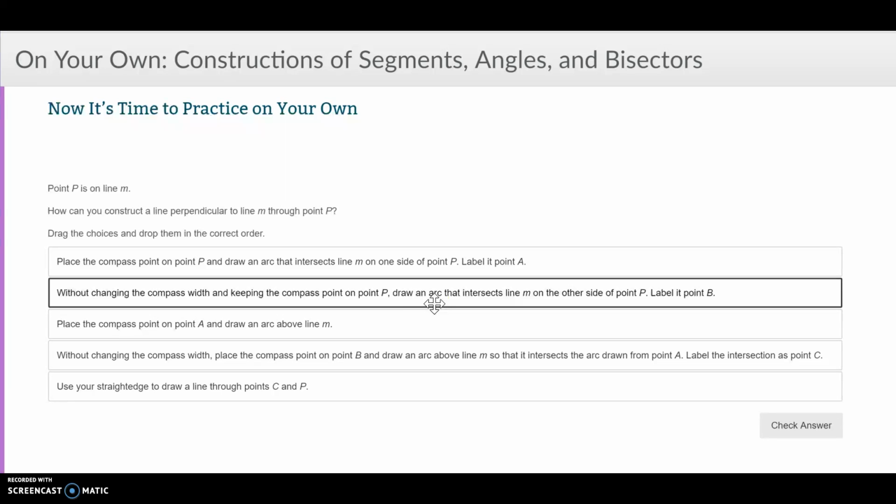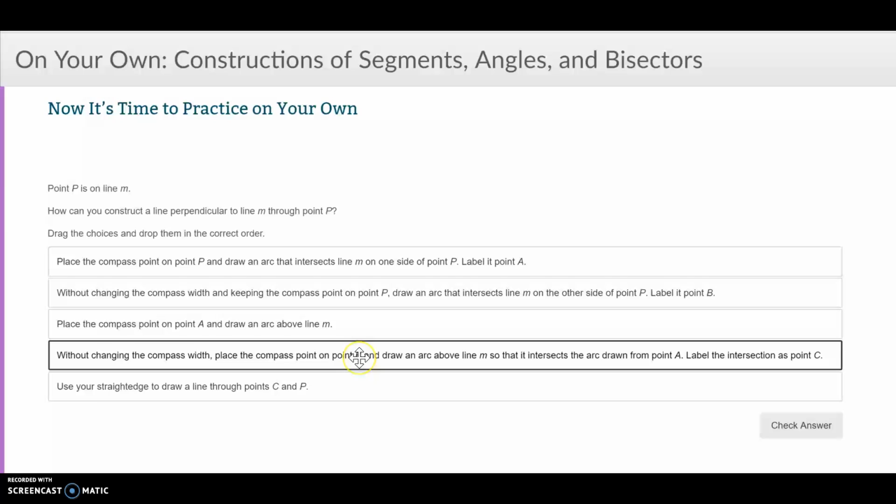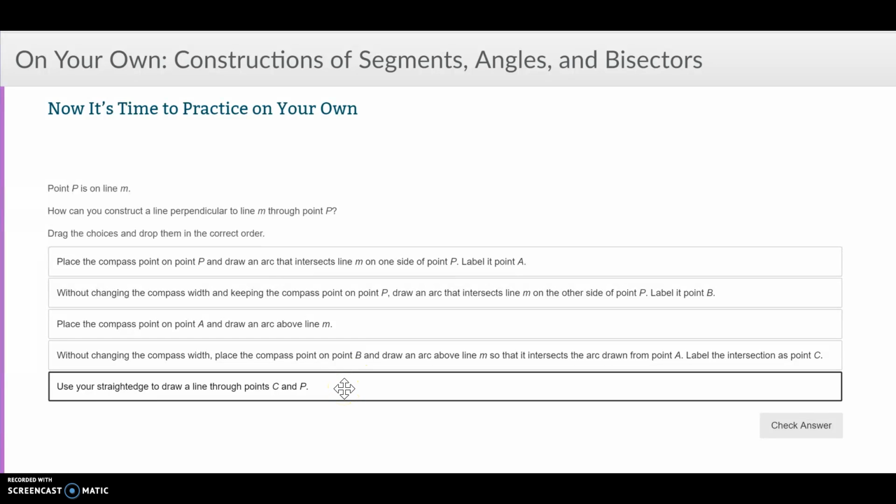Label that one B. Now we're going to place our compass point on point A and draw an arc above line M. Remember, this time you need to open your compass at least half the size of line M, and you want it to be wider than the arc you've just drawn. Now, don't change your compass for the next step. Place it on point B and draw an arc above line M that intersects that previous arc from point A and label the intersection C. Use your straight edge to draw a line that connects P and C.